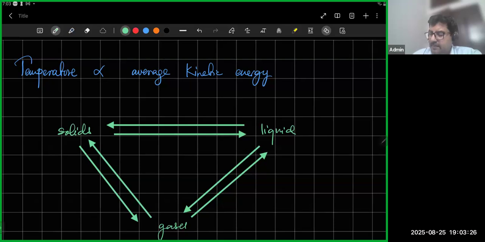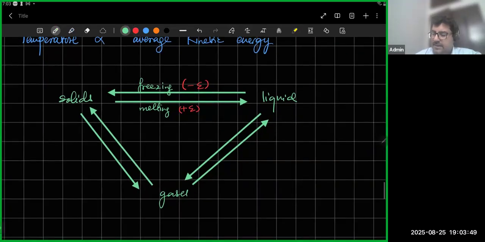Solids can turn into the liquid state, and that process is known as melting. The opposite process is known as freezing. I'm going to write plus E. When you're melting, the particles are gaining energy, plus E. And when you're freezing, the particles are losing energy. Similarly, liquids can turn into gases. That's called condensation. Not condensation, it's called boiling, or it's also known as evaporation.